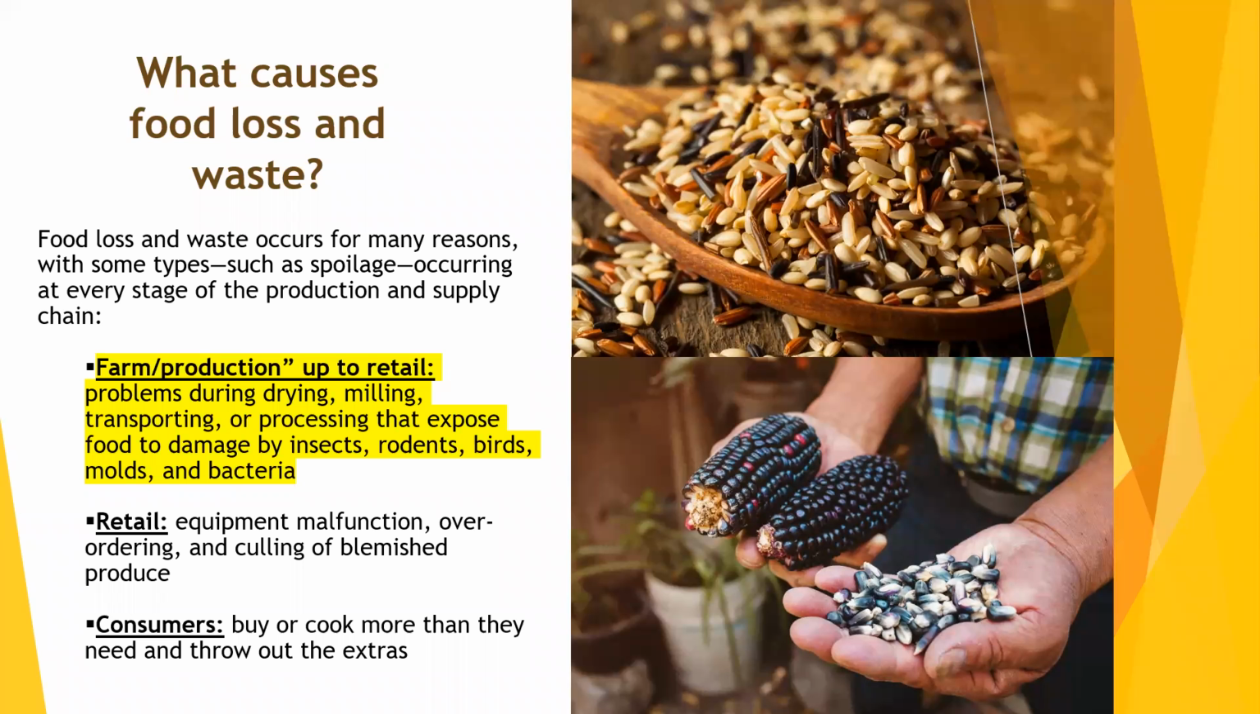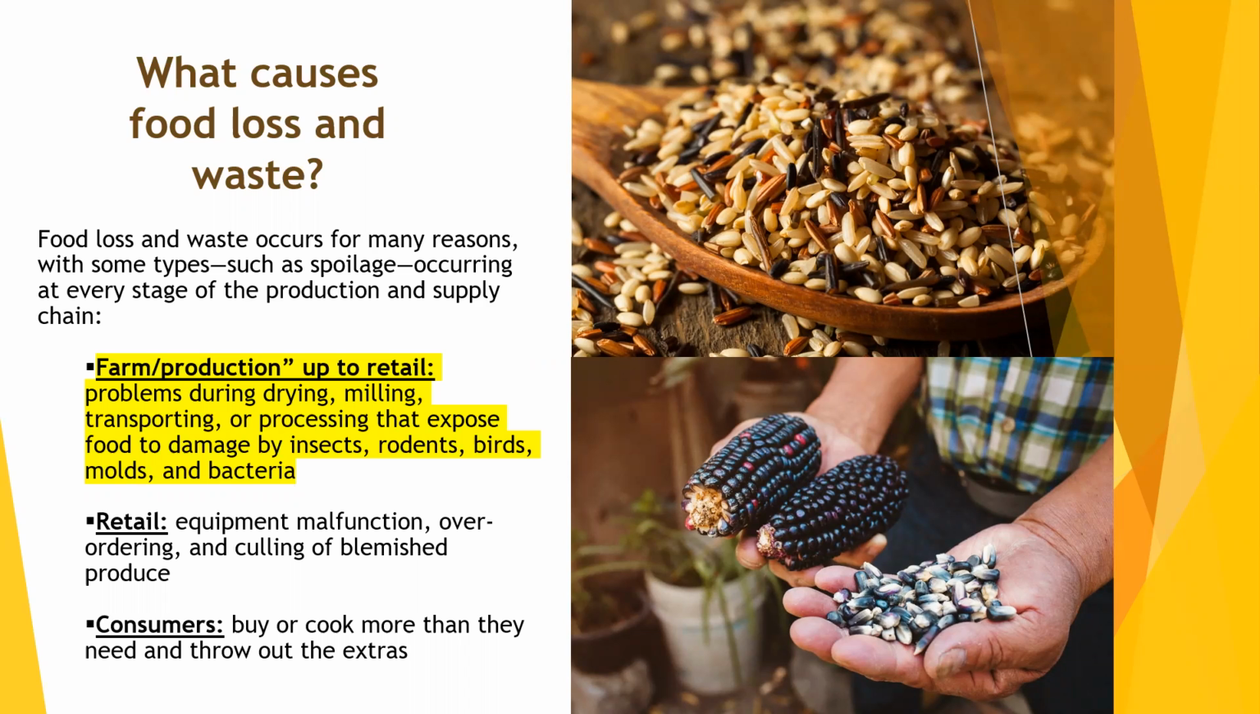Food loss and waste occurs for many reasons from farm to fork, with some types of reasons, such as spoilage, occurring at every stage of that food supply chain. The term food loss typically refers to food that goes uneaten at the farm or retail level up until the retail gate, whereas the term food waste is typically referring to food that goes uneaten at retail stores, fast food and other food service outlets such as restaurants, as well as in consumers' homes.